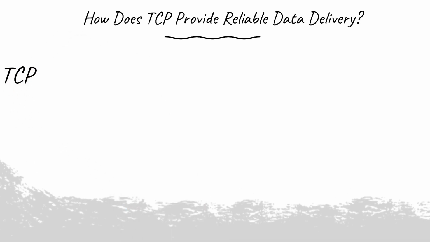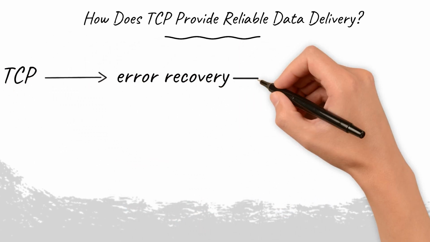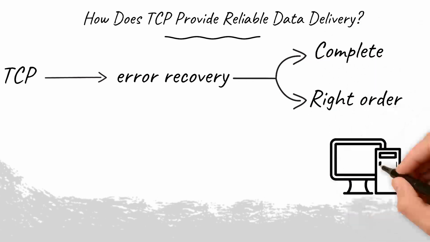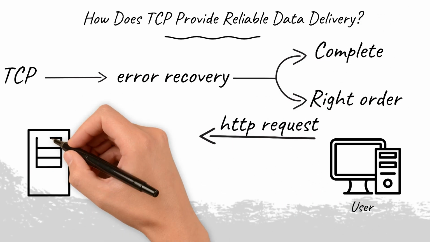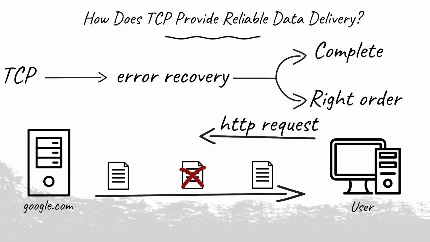One of TCP's most important services is error recovery, ensuring data arrives complete and in the right order. Imagine you request a web page from a server. What if part of the data gets lost in transit? Without a recovery system, the page wouldn't load correctly. That's why TCP has a built-in system to detect missing data and resend it. Let's break it down step by step.